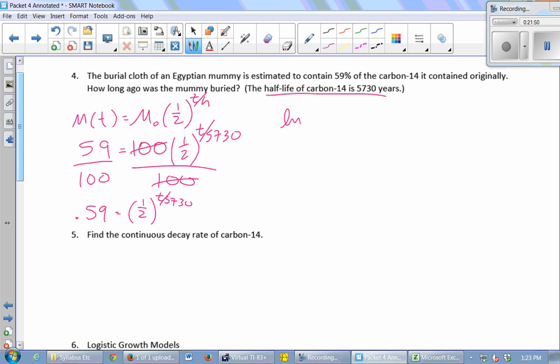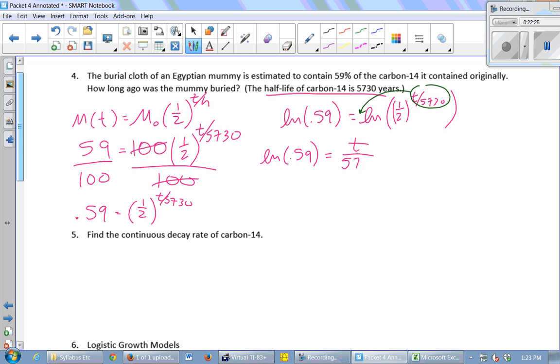So I'm going to take the ln of 0.59, and that equals the ln of 1/2 to the t over 5,730. I just wrote ln of both sides. The whole reason we take the ln is because of this property of logarithms that lets us take the whole exponent and bring it down in front of the log. The left side doesn't change at all. I have the ln of 0.59, and that equals t over 5,730 times the ln of 1/2.